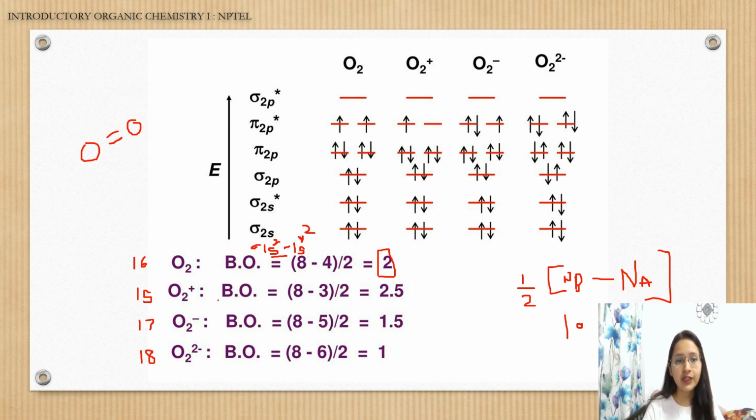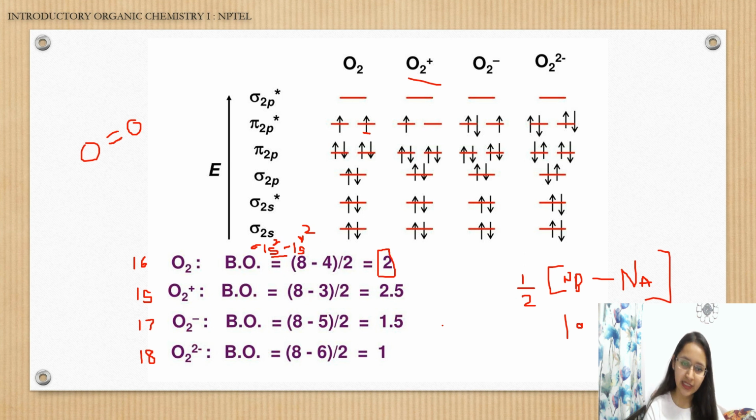Now if we go to O2 plus, we are basically taking out one electron from this oxygen molecule. Pi 2p star is the anti-bonding orbital, and we are abstracting one electron from it because it is the highest occupied molecular orbital. So from here only, one electron will go. If we abstract one electron in this case, O2 plus has 15 electrons.